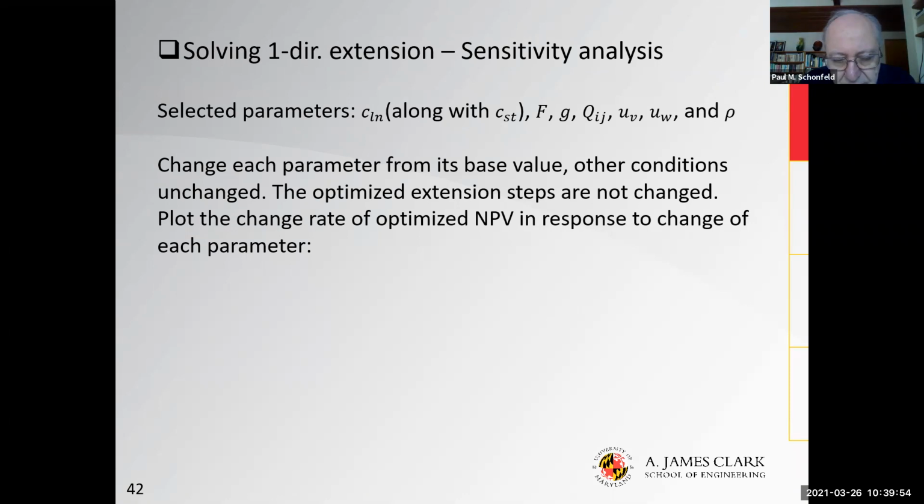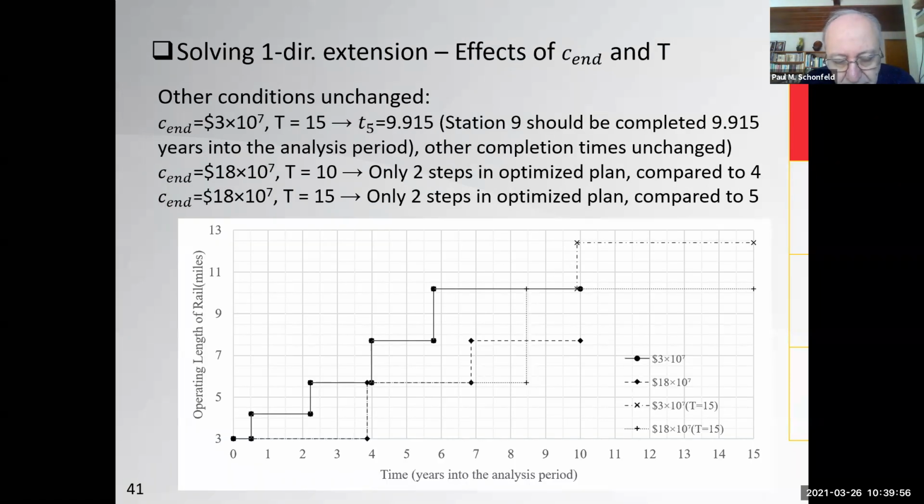By terminal cost, Fei means a temporary turnback station at the temporary end of the line, rather than the cost for each station. Keep going.